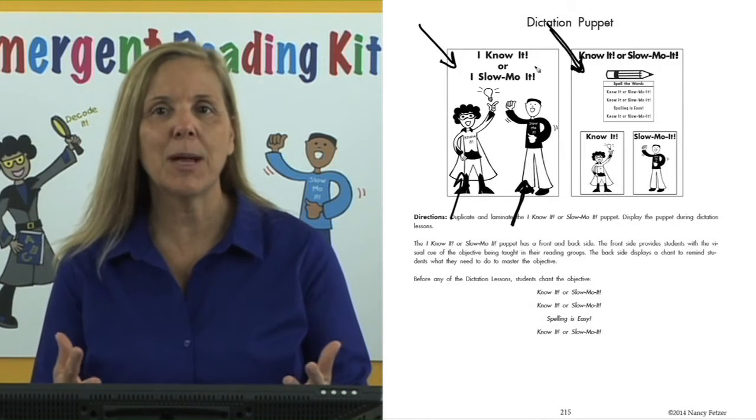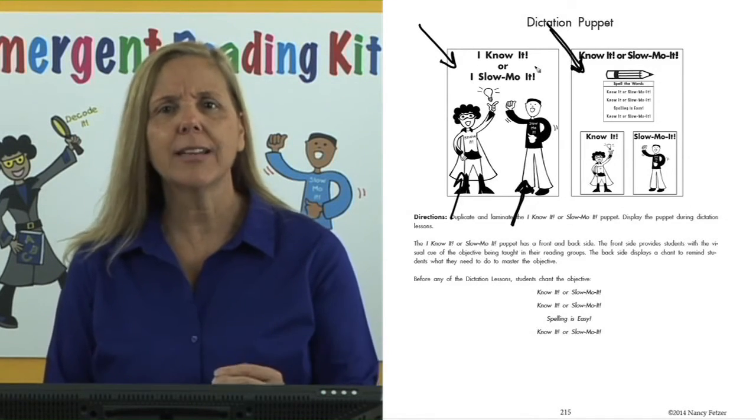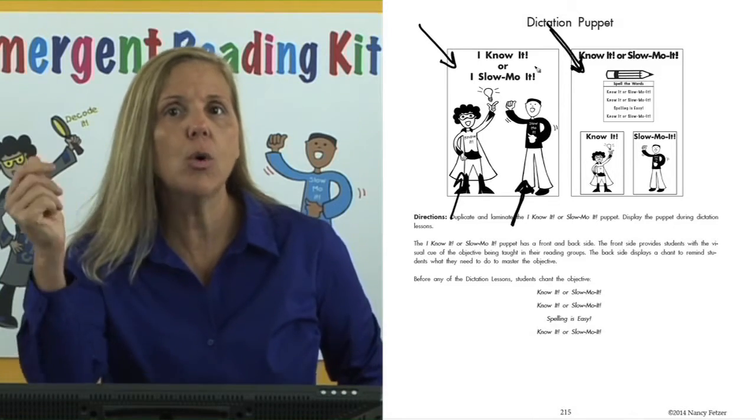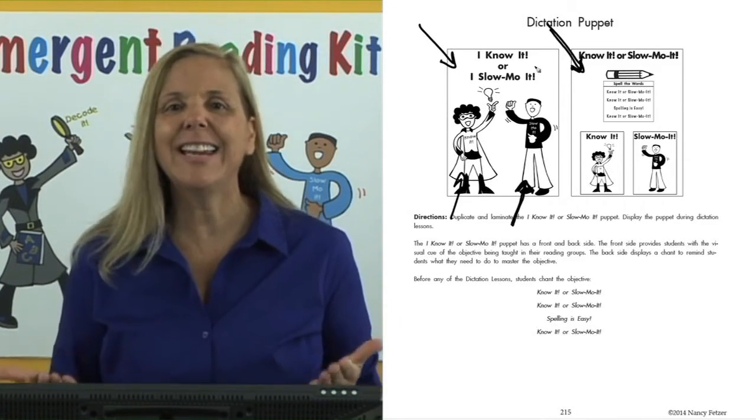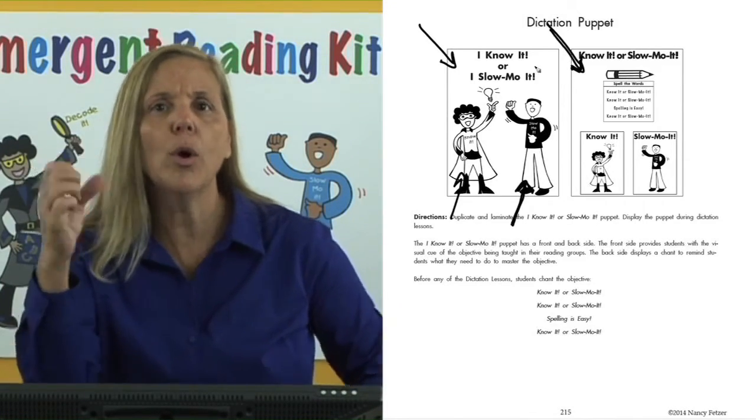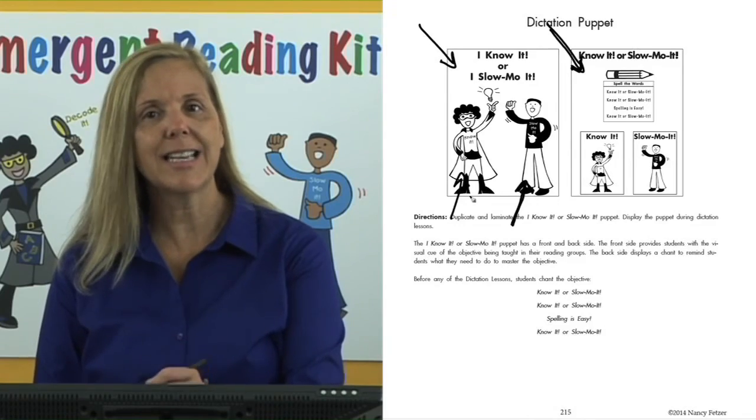On the reverse side of the puppet, that's our chant that tells students what they need to do to write. Know it or slow-mo it. Know it or slow-mo it. Spelling is easy. Know it or slow-mo it. The black line masters for this puppet are on pages 216 and 217.